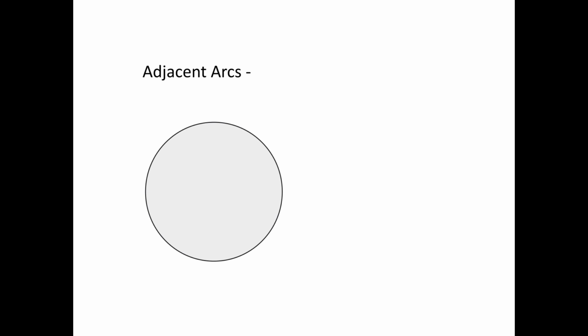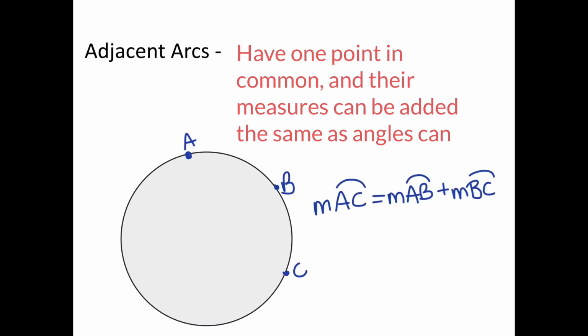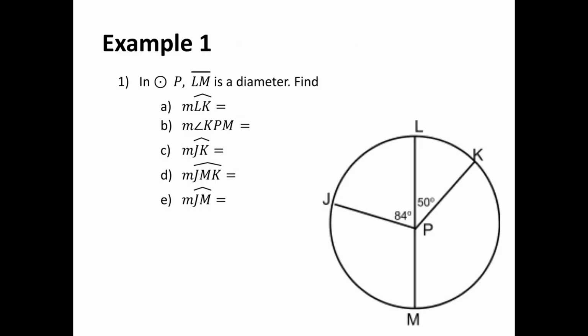Another concept to cover is that of adjacent arcs. Adjacent arcs have one point in common, and their measures can be added the same as angles can. So if I add points A, B, and C onto the circle, then the measure of arc AC will equal the sum of the measures of arc AB and BC. So they can be added together just like the angles can be added together. We can use that fact to help us find different arc and angle measures.